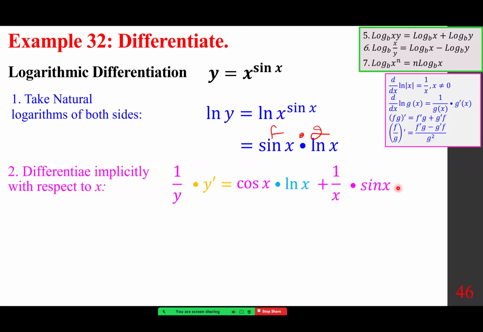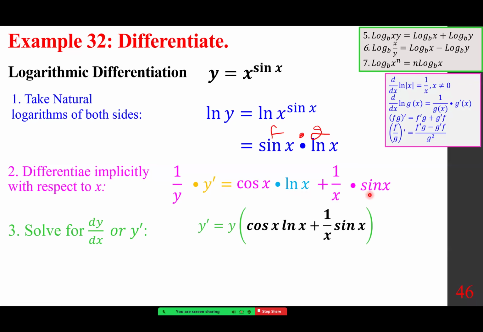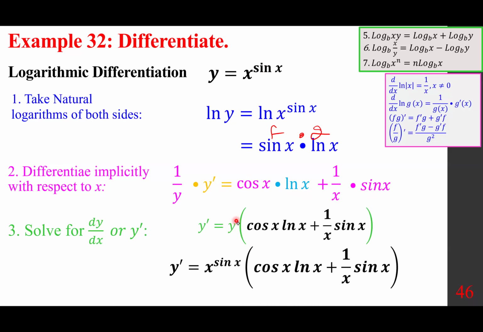And now we are going to solve for y prime or dy dx, which means we are going to multiply both sides by y. In essence, this is cosine x ln x, this is sine x over x, or 1 over x times sine x. So you multiply it by y, replace the y. Logarithmic differentiation.